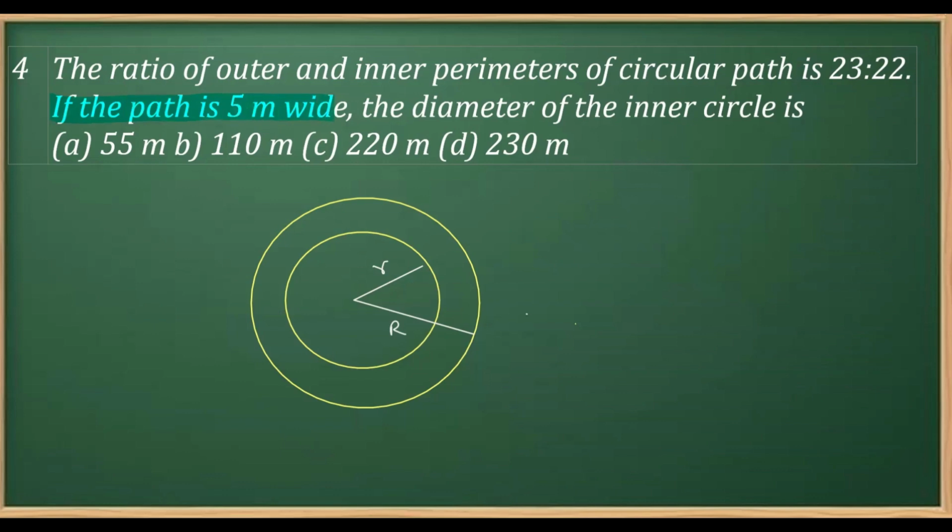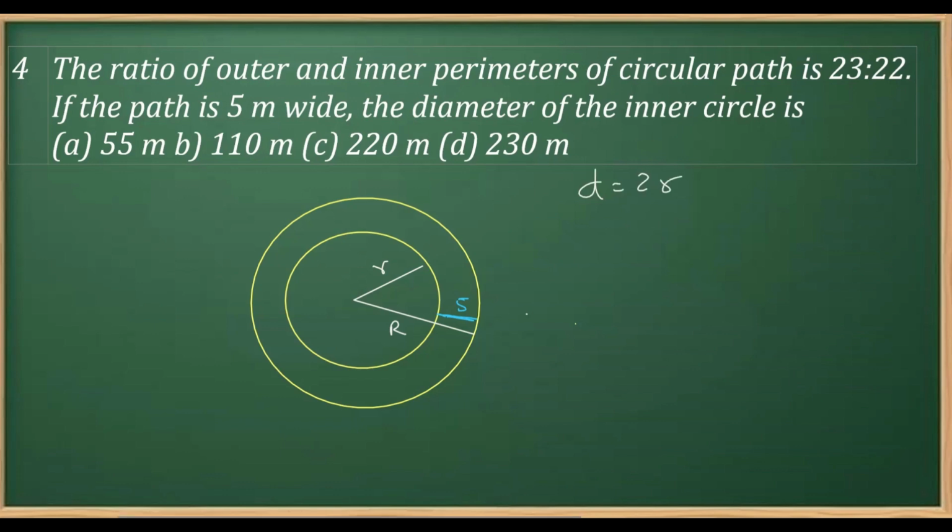So what is the path here? Clearly, this is the path. The width is given as 5 meter. What we have to find out is the diameter of the inner circle. That means we'll have to find 2 times the radius, right? Diameter is what? For the inner circle, it is 2 times small letter r.